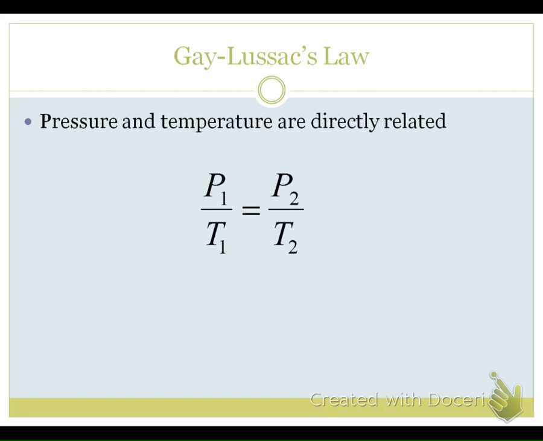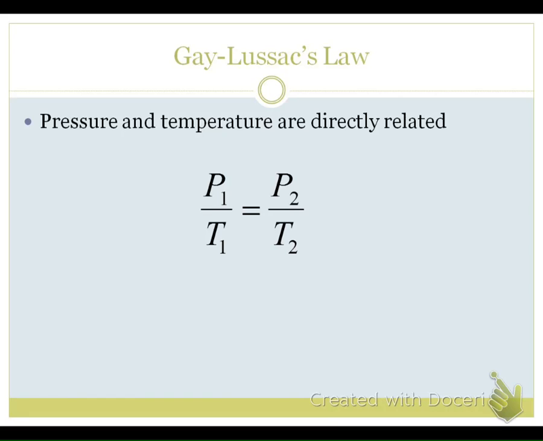So our equation looks similar also. Now it's going to be P1 over T1 equals P2 over T2. This is the least common of the gas laws. For some reason, this one just doesn't get used like the other ones do. But we have it. So P1 over T1 equals P2 over T2.